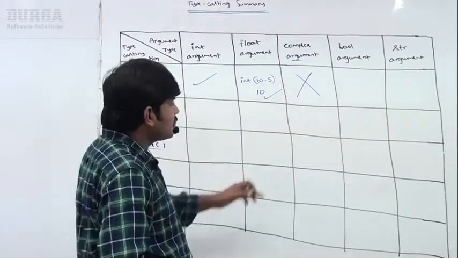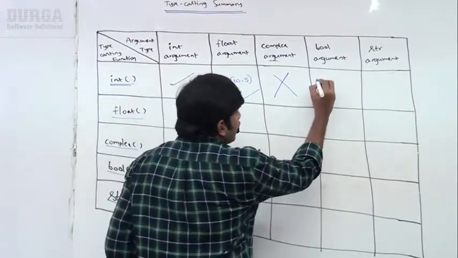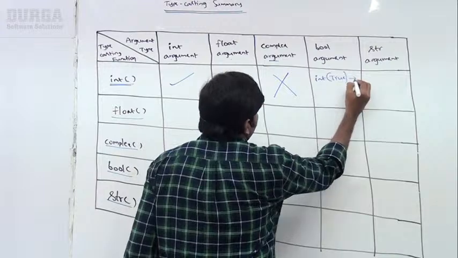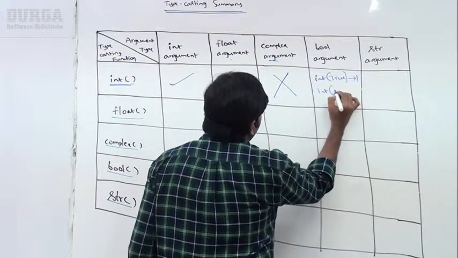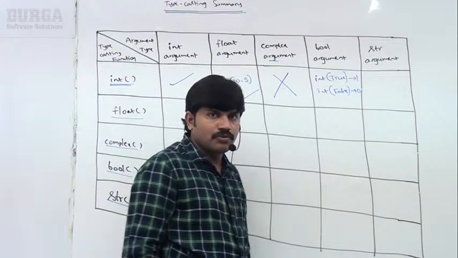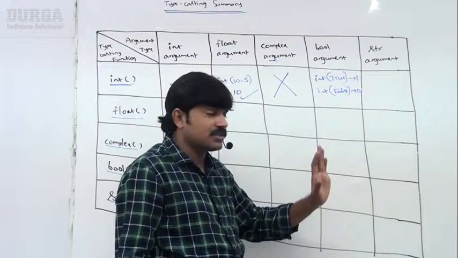Remember that. Next, a bool argument. If you are passing it, int of True means 1 we are going to get, and int of False means 0 we will get. You know that internally True and False are treated as 1 and 0. That's why, right? Okay, well.